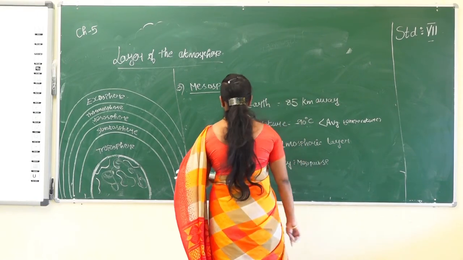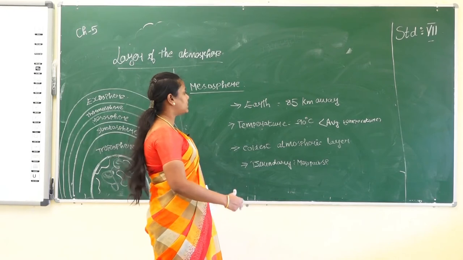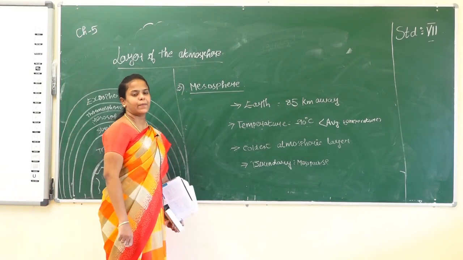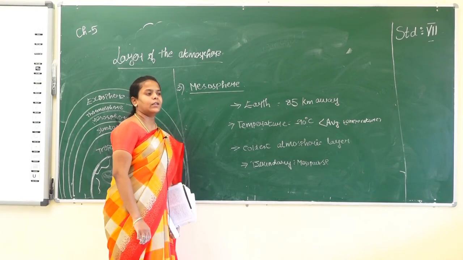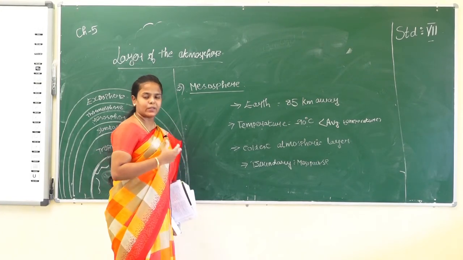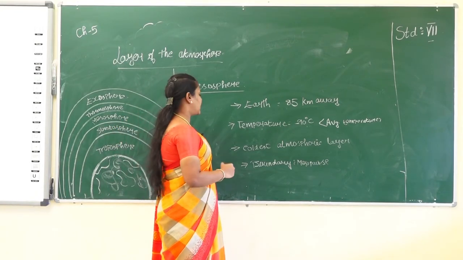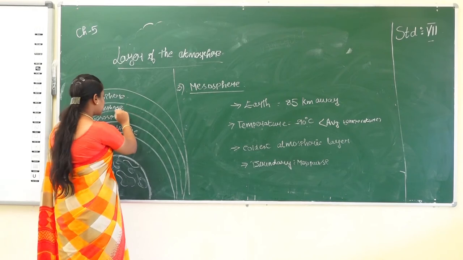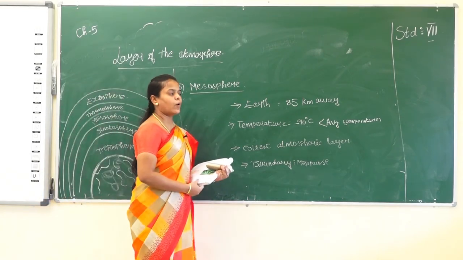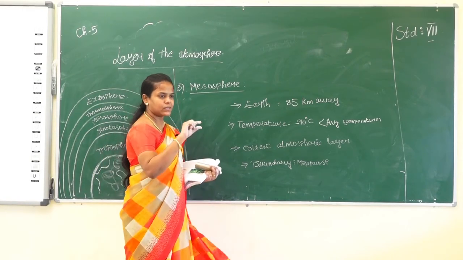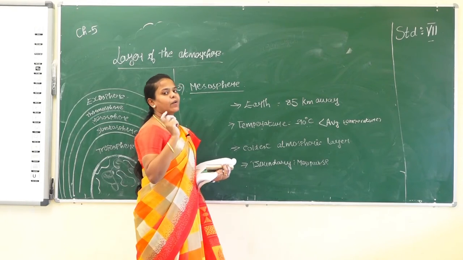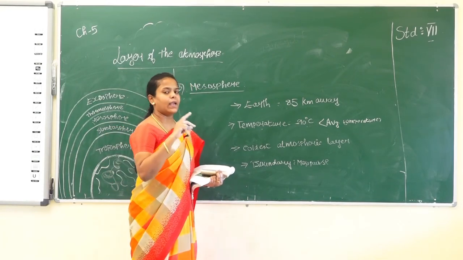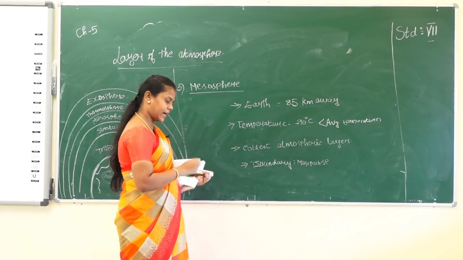The mesosphere is just 85 kilometers away from the Earth's surface. In the mesosphere, the temperature is minus 90 degrees Celsius, that is the average temperature, and it is one of the coldest places. The boundary between the mesosphere and the thermosphere is known as what? Mesopause. Spell it: M-E-S-O-P-A-U-S-E. Mesopause, right?